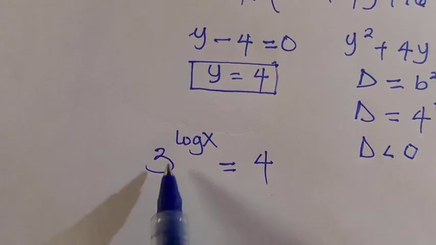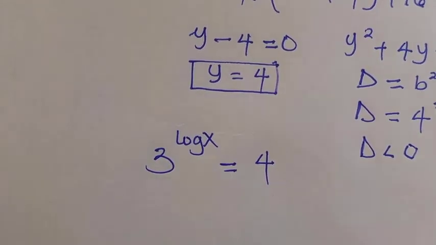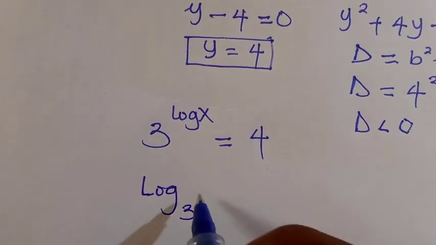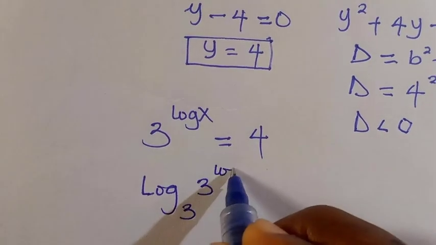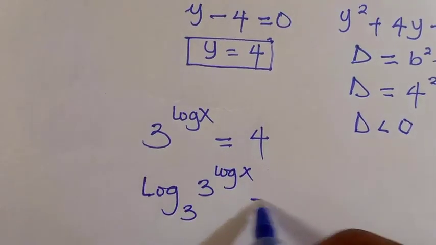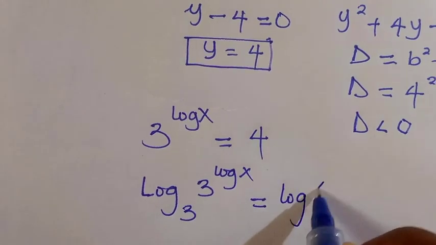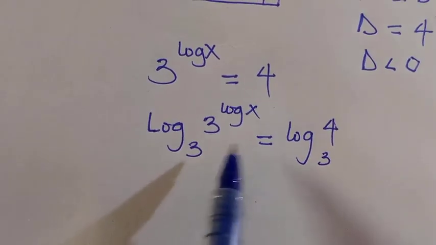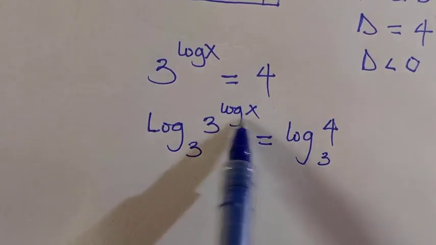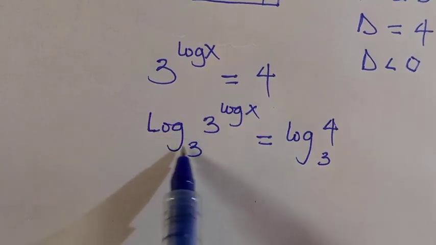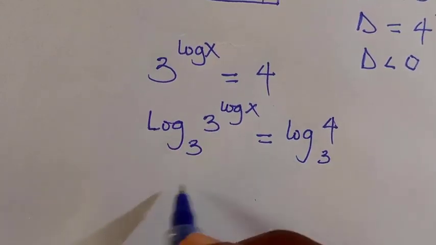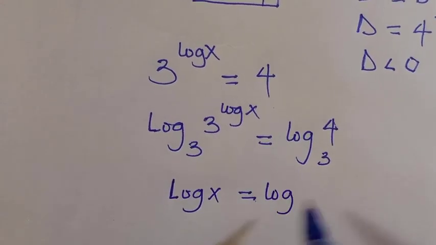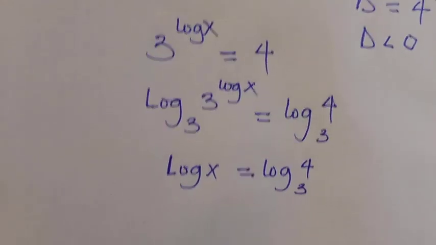What we will do is introduce logarithm of base 3 to both sides. By doing so, we have log base 3 of 3 to the power of log x equals logarithm of 4 base 3. So by the properties of logarithm, this log x will come to the front, and the logarithm of the same base equals 1. Therefore, we have log x equals log 4 base 3.